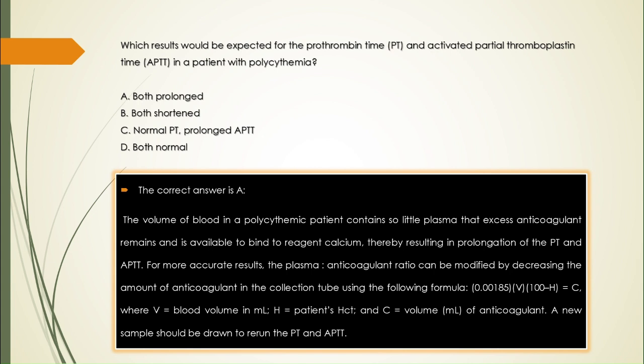The volume of blood in a polycythemic patient contains so little plasma that excess anticoagulant remains and is available to bind to reagent calcium, thereby resulting in prolongation of the PT and APTT. For more accurate results, the plasma anticoagulant ratio can be modified by decreasing the amount of anticoagulant in the collection tube using the following formula: 0.00185 × V × (100 − H) = C, where V equals blood volume in mL, H equals patient's hematocrit, and C equals volume, mL, of anticoagulant. A new sample should be drawn to rerun the PT and APTT.